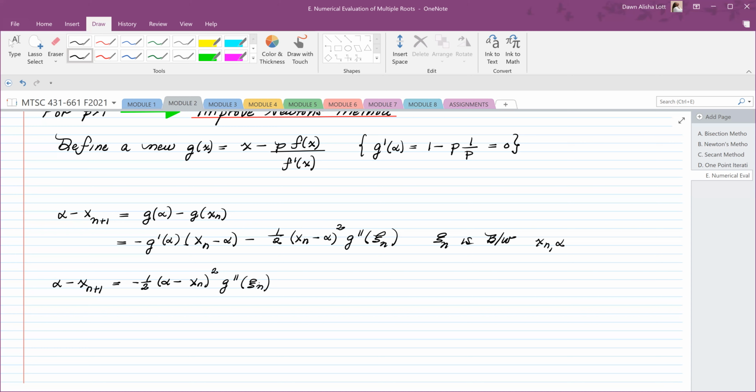G prime of alpha is P times P minus 1, alpha minus Xn times G prime of alpha. So that's right.